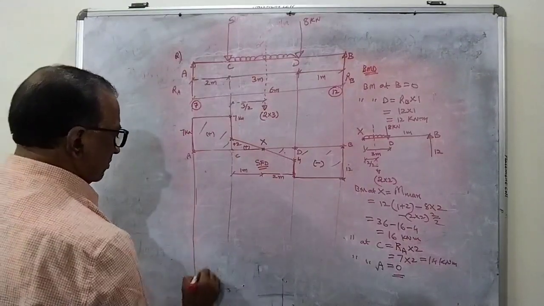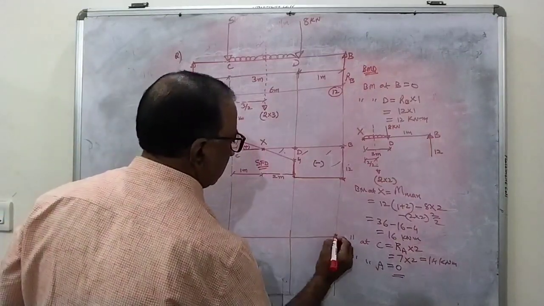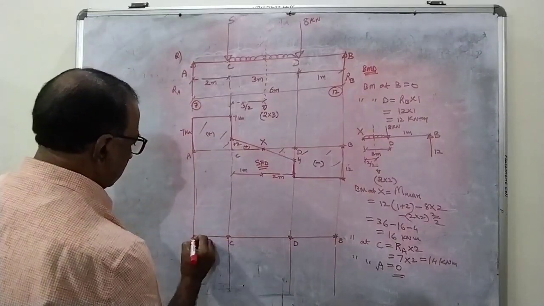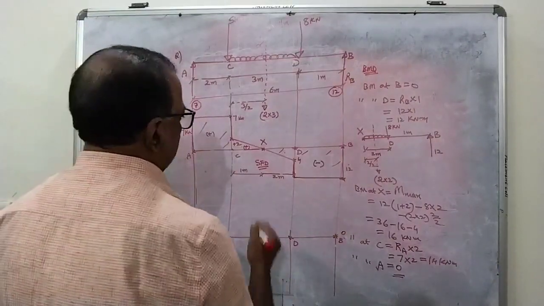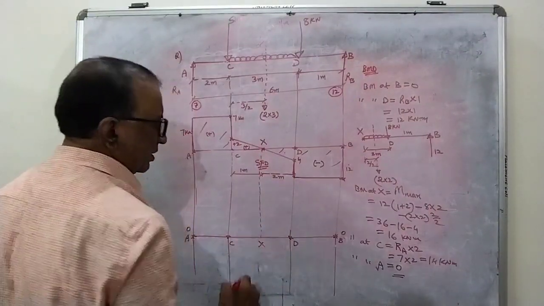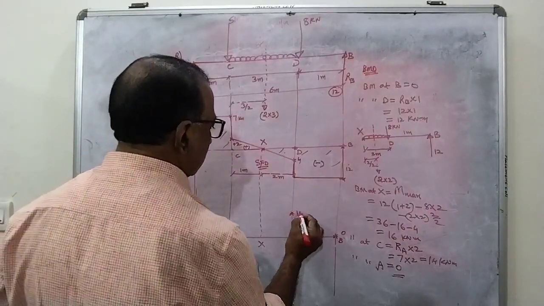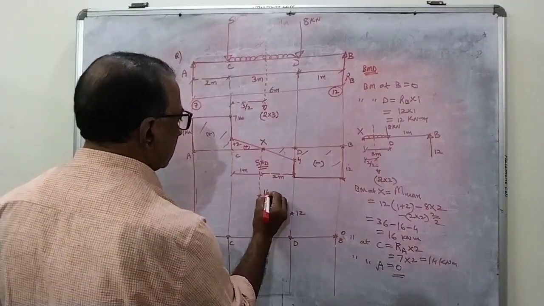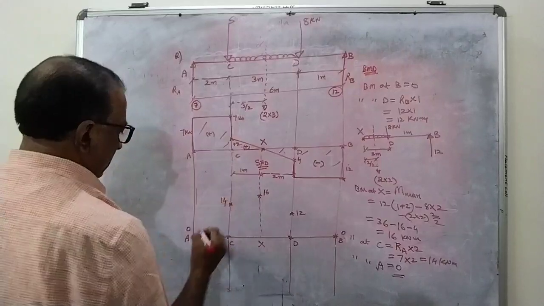So if I draw the diagram, B, D, C, A. At B it is 0, at A it is 0, and you have to locate the X also. This is X. So bending moment at B is 0, and what is the bending moment at D? 12. What is the bending moment at X? 16. What is the bending moment at C? 14. Here at A it is 0.